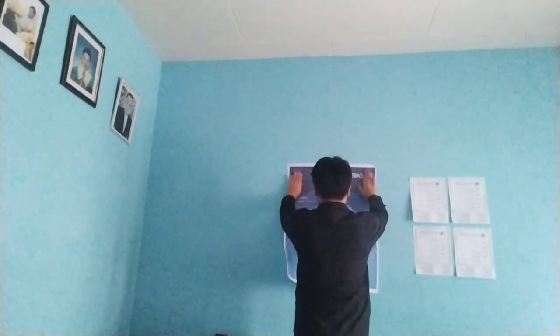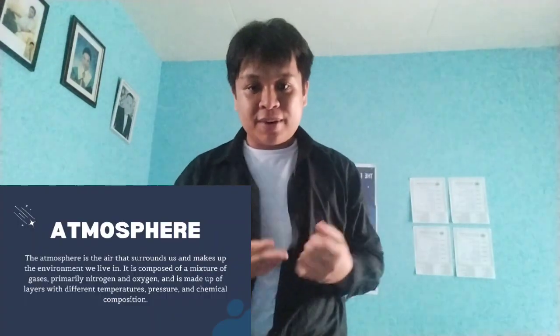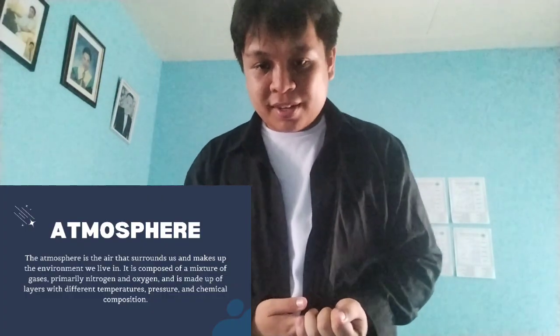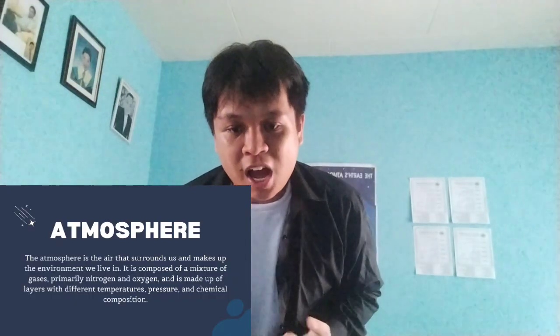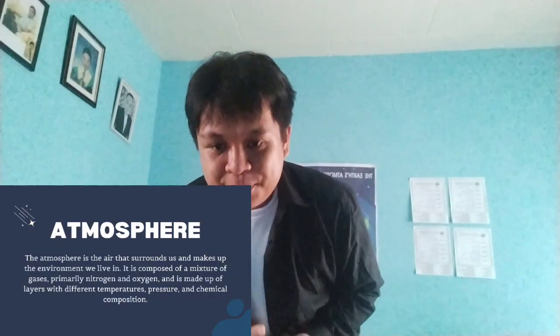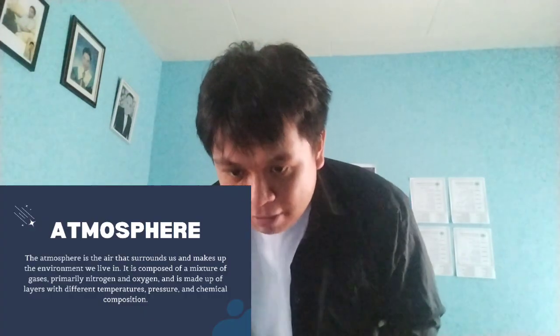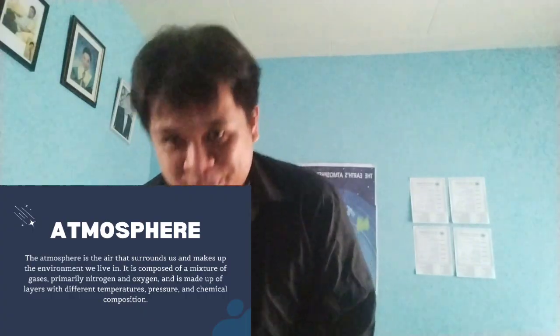Since you've already answered the descriptions that I've given earlier, I'm going now to present the main diagram of the layers of atmosphere. So as you can see here, this is the atmosphere. When we talk about atmosphere, this is the air that surrounds us and makes up the environment we live in. It is composed of a mixture of gas, primarily nitrogen and oxygen, and is made up of layers with different temperatures, pressures, and chemical components. So the atmosphere has different layers, no?